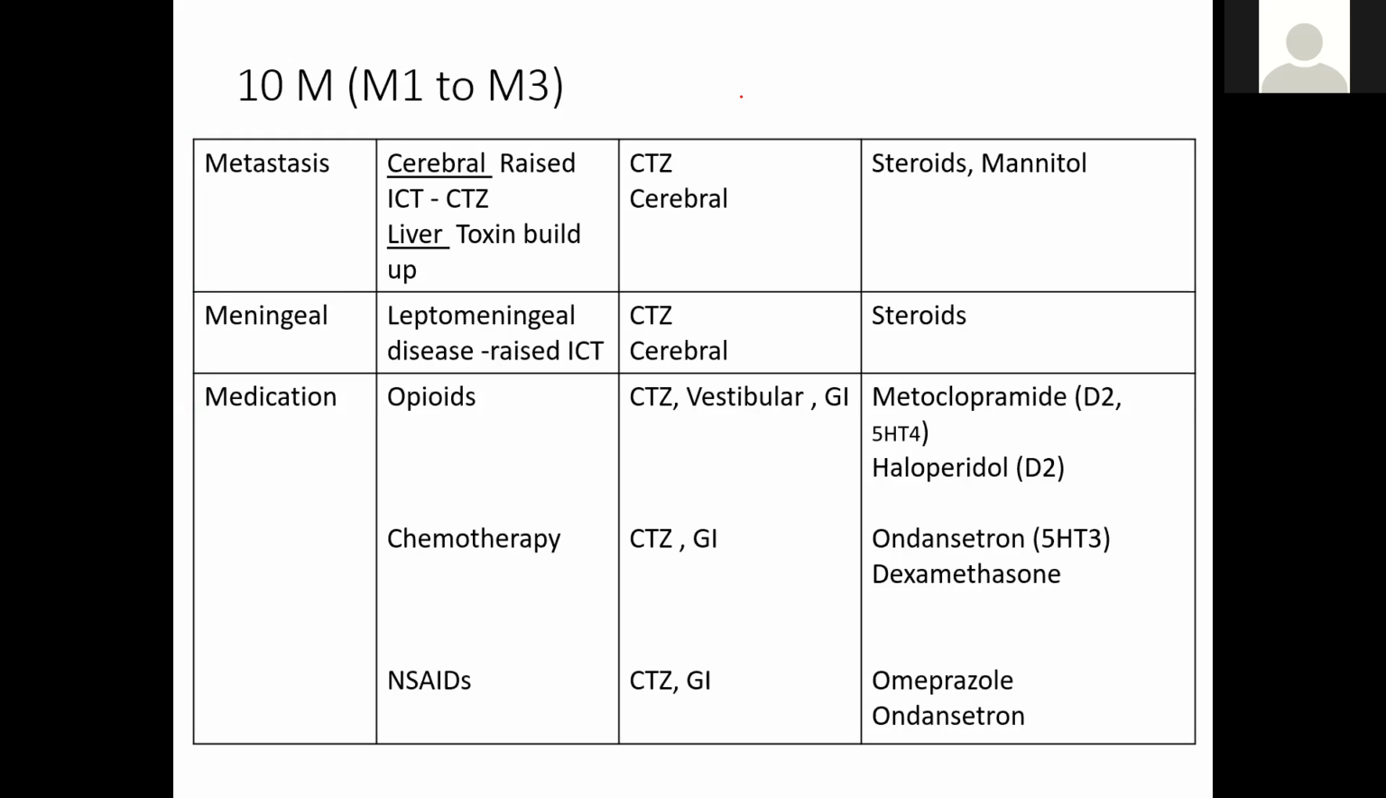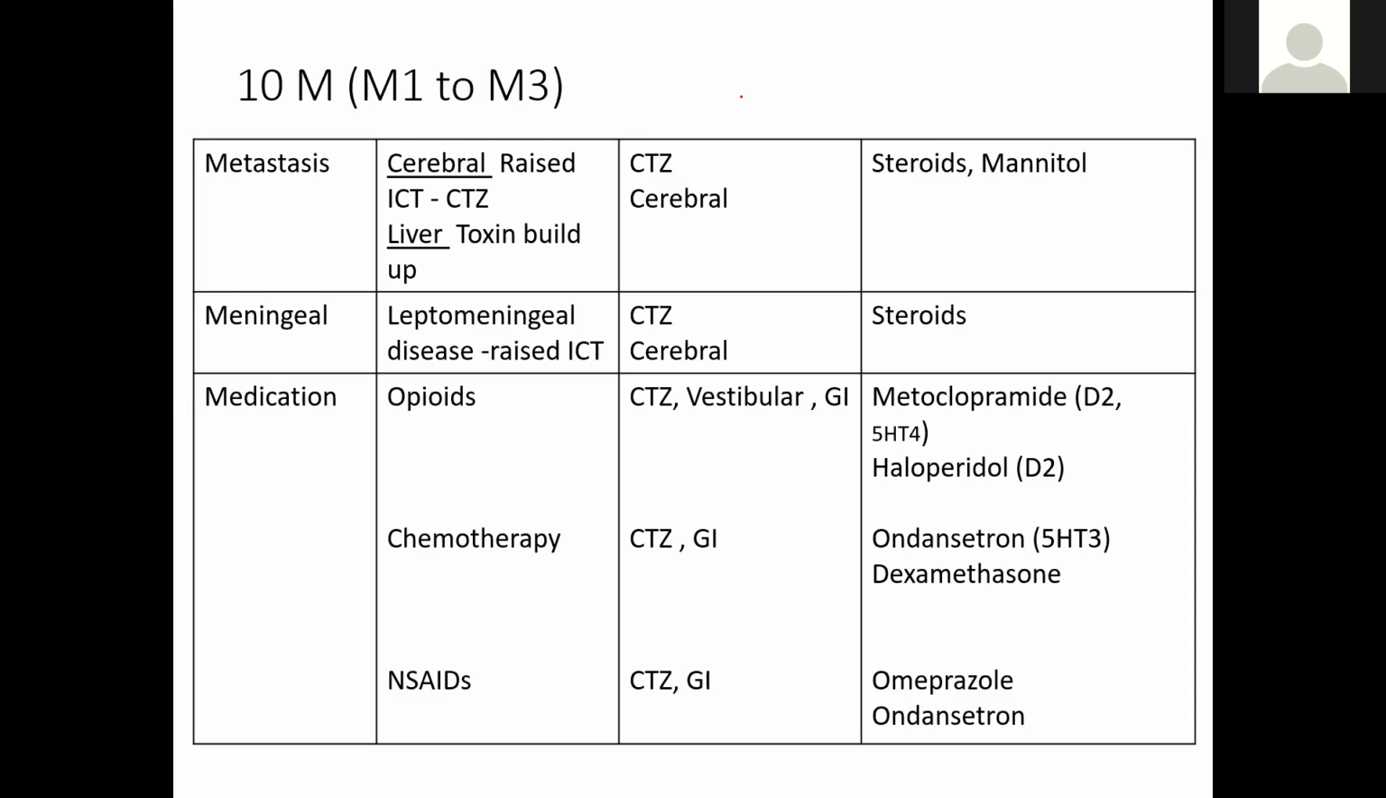To make it much easier to remember, we can talk about 10 M's which can cause nausea and vomiting. 10 M's which you can remember which will cause nausea and vomiting. So when you see a patient, you can think which M is working here, and then accordingly you can choose the medication. The first would be metastasis.